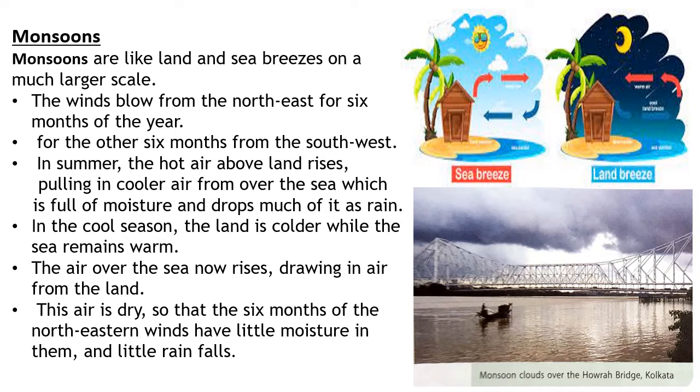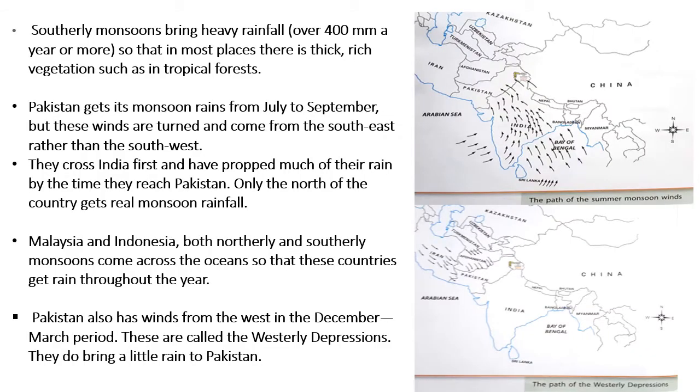In the cool season, the land is colder while the sea remains warm. The air over the sea now rises and it draws in the air from the land. The air that is drawn from the land towards the sea is dry, so the 6 months of the northeastern winds have little moisture in them, and little rain falls during the winter. Southerly monsoons bring heavy rainfall, over 400 mm a year or more, so that in most places there is thick, rich vegetation such as tropical forests.